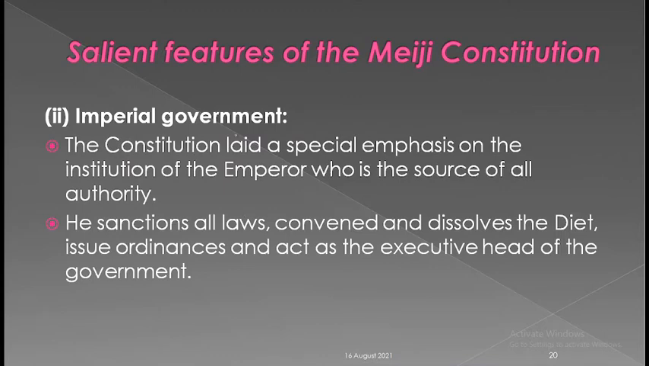Second, imperial government. The Constitution laid a special emphasis on the institution of the emperor. It gives strong power, strong importance to the emperor, who is the source of all authority. He sanctions all laws, convenes and dissolves the Diet, issues ordinances, and acts as the executive head of the government.